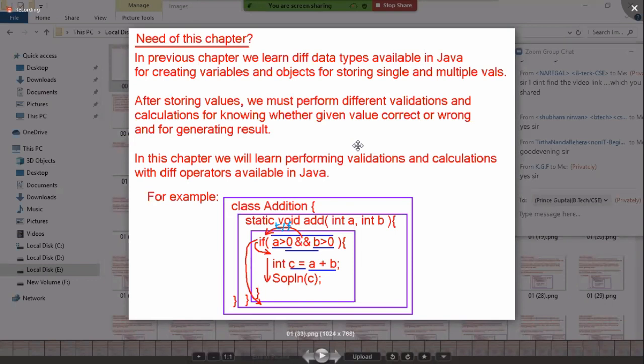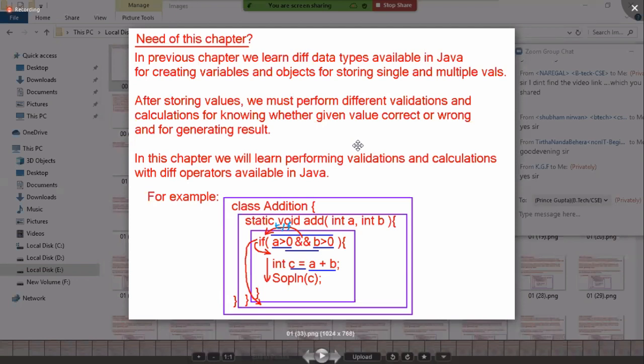Activity number 1, store values, int a, int b, stored values. Activity number 2, perform validations. A greater than 0 and b greater than 0, that is validation. If your validation values are correct, perform calculation. If your validations are wrong, throw exception. Currently I'm not throwing exception, we'll see that later. This is the basic idea.